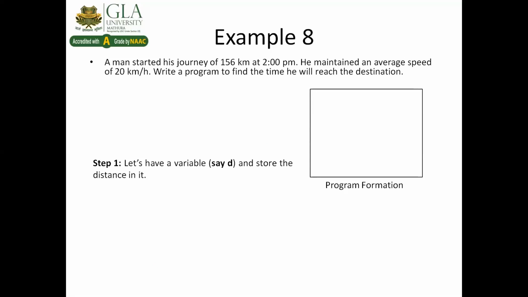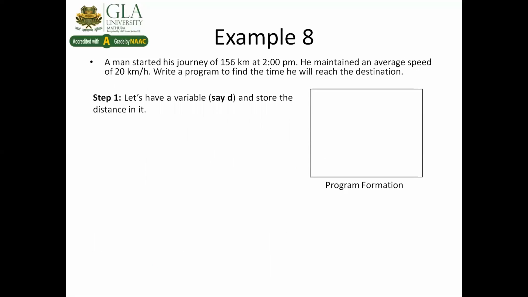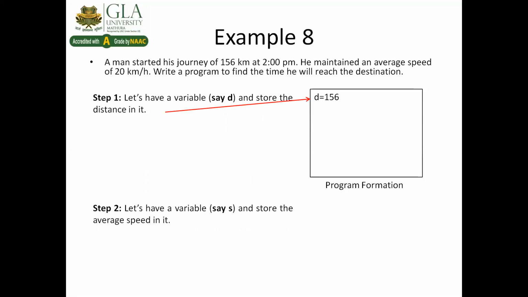So how am I going to do that? I'm going to take a variable, say d, which is going to store the total distance. And in this case, the total distance is 156 kilometers. So I've written this as d equal to 156.